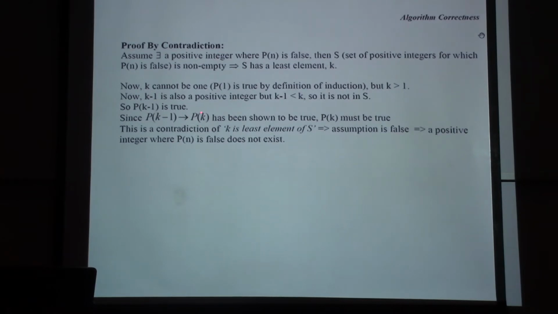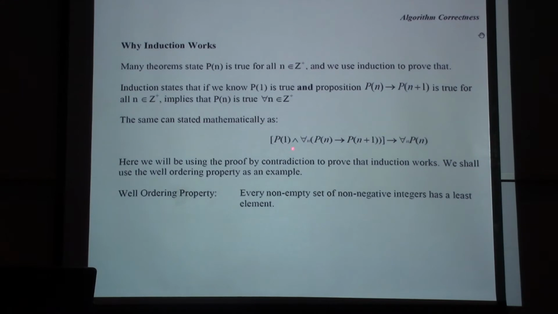Therefore, assuming that P of k is false and k is the smallest element which makes it false, is a contradiction. We cannot have a least element that makes it false, given that this is true and this is true. Therefore, this and this implication implies correctness.